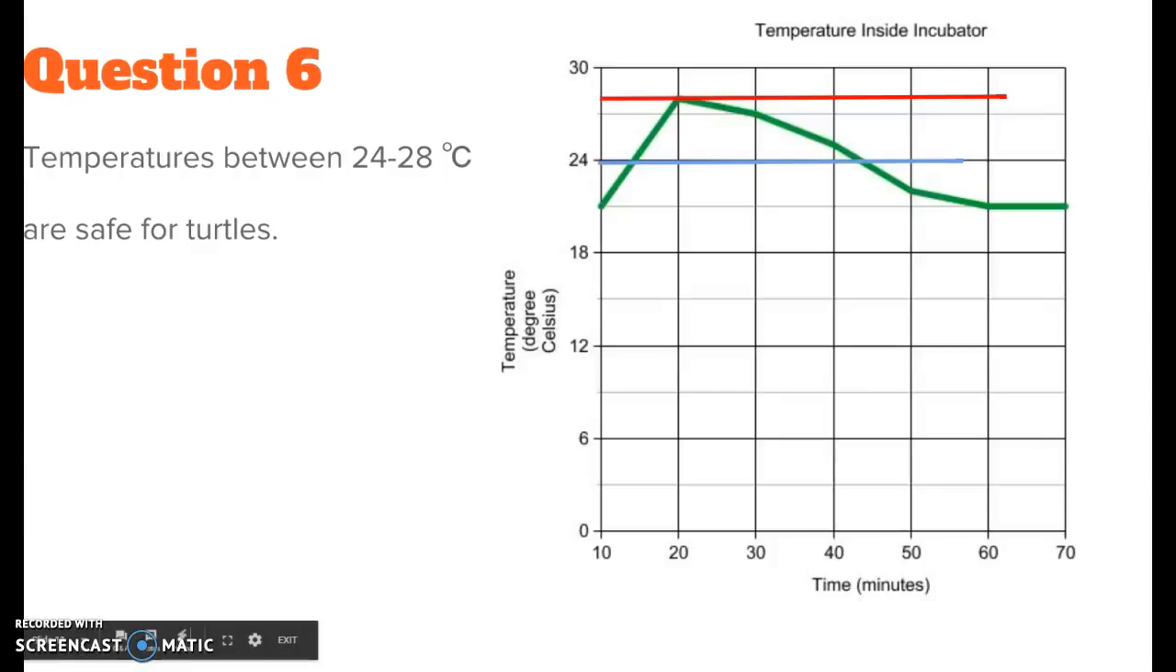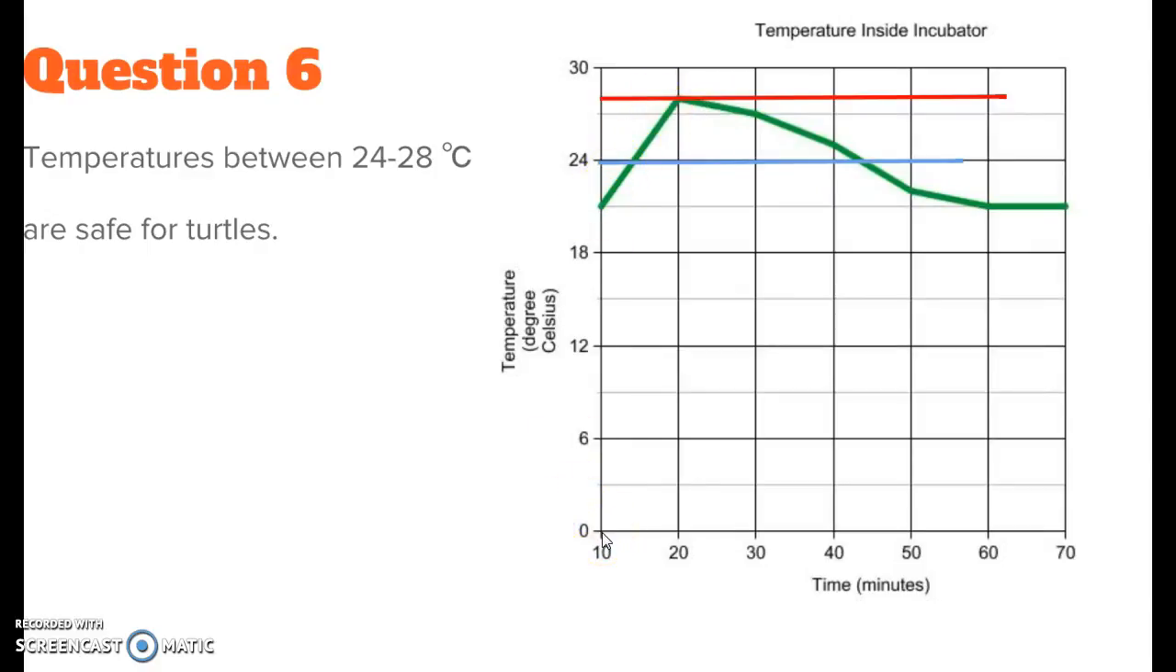All right, question 6 was reading a graph. It said temperatures between 24 degrees and 28 degrees are safe for turtles. Here with the blue line, I have shown the bottom cutoff. So anything below this line is not safe for turtles. Anything above the red line, 28 degrees, is not safe for turtles. So the green line here represents the temperature in degrees Celsius.